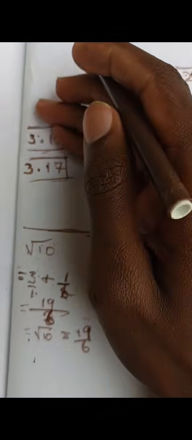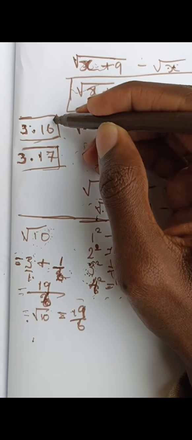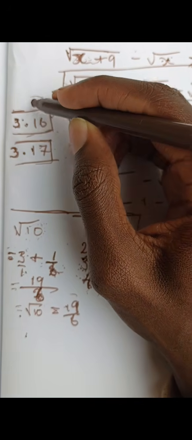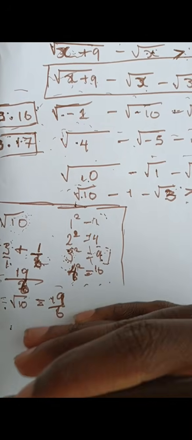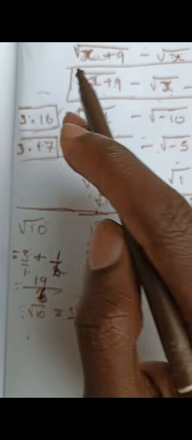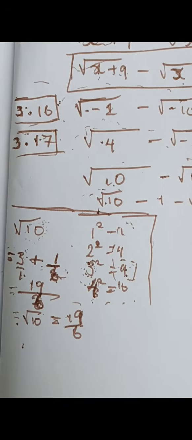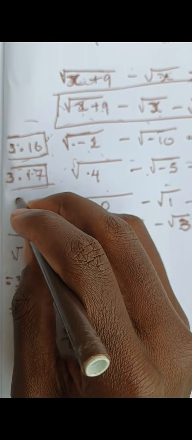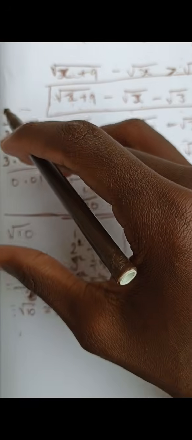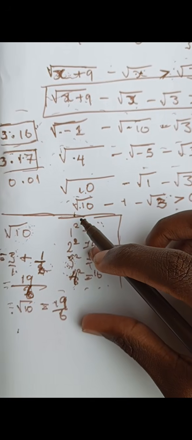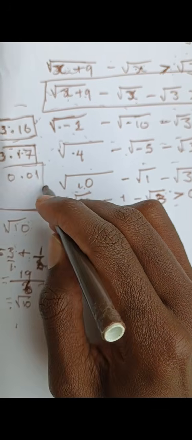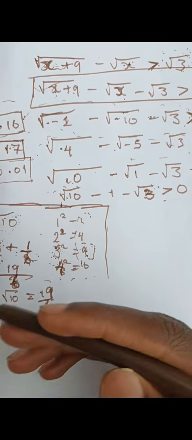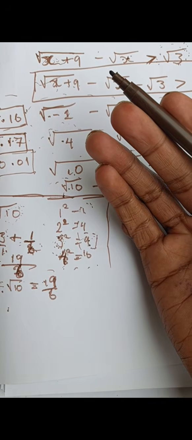So this is the actual value of square root of 10. This is the value that the method has given us. Have you seen how accurate it is? There is just a slight difference, only a difference of 0.01. So where this method works, it is almost accurate. And this difference does not really affect the final answer. That's why we can use it in this situation.